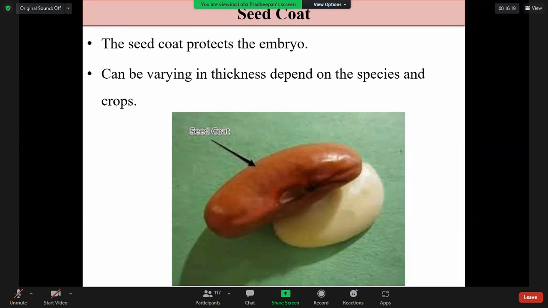For example, if we take the mango seed, it has a very hard, thick seed coat. Similarly, if we take the green gram seed, it has a very thin green cover, that is the seed coat. In black gram, the black cover is the seed coat. Even in paddy, we have the golden cover, that is the seed coat. Especially in paddy, we can call that the husk or hull, in monocot.